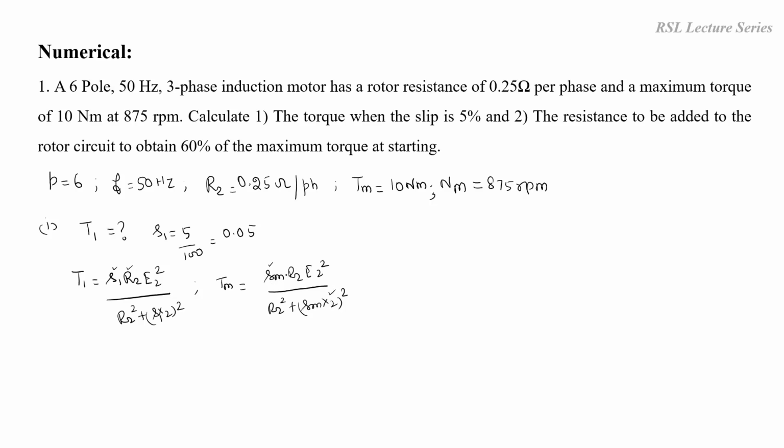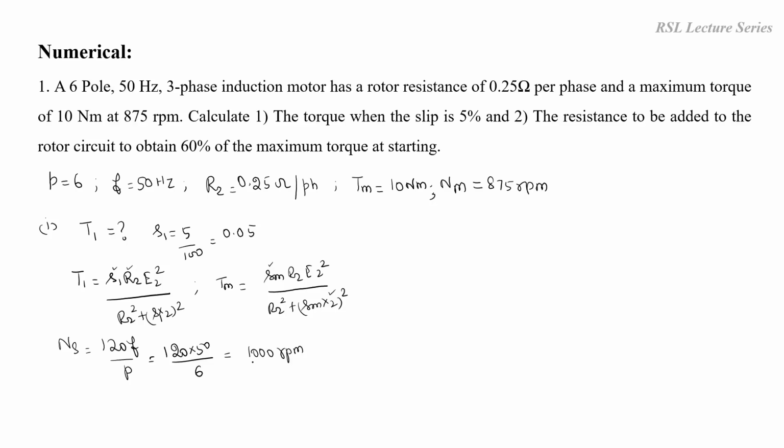So we have to find out this Sm value as well as this X2 value before solving this problem. Now, first we will find the synchronous speed Ns. Synchronous speed Ns is equal to 120 F by P. So 120 into 50 divided by 6. On solving this, we will get 1000 RPM.